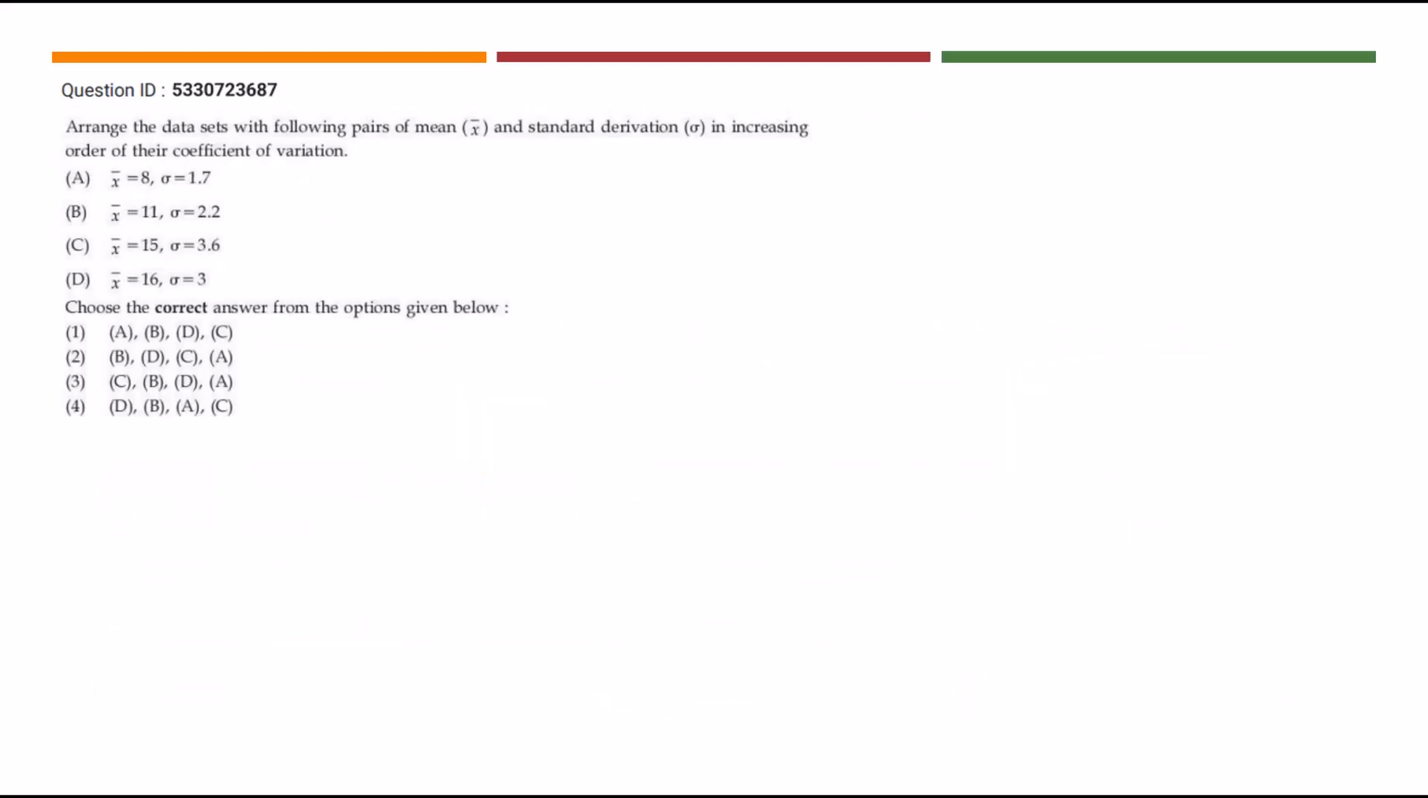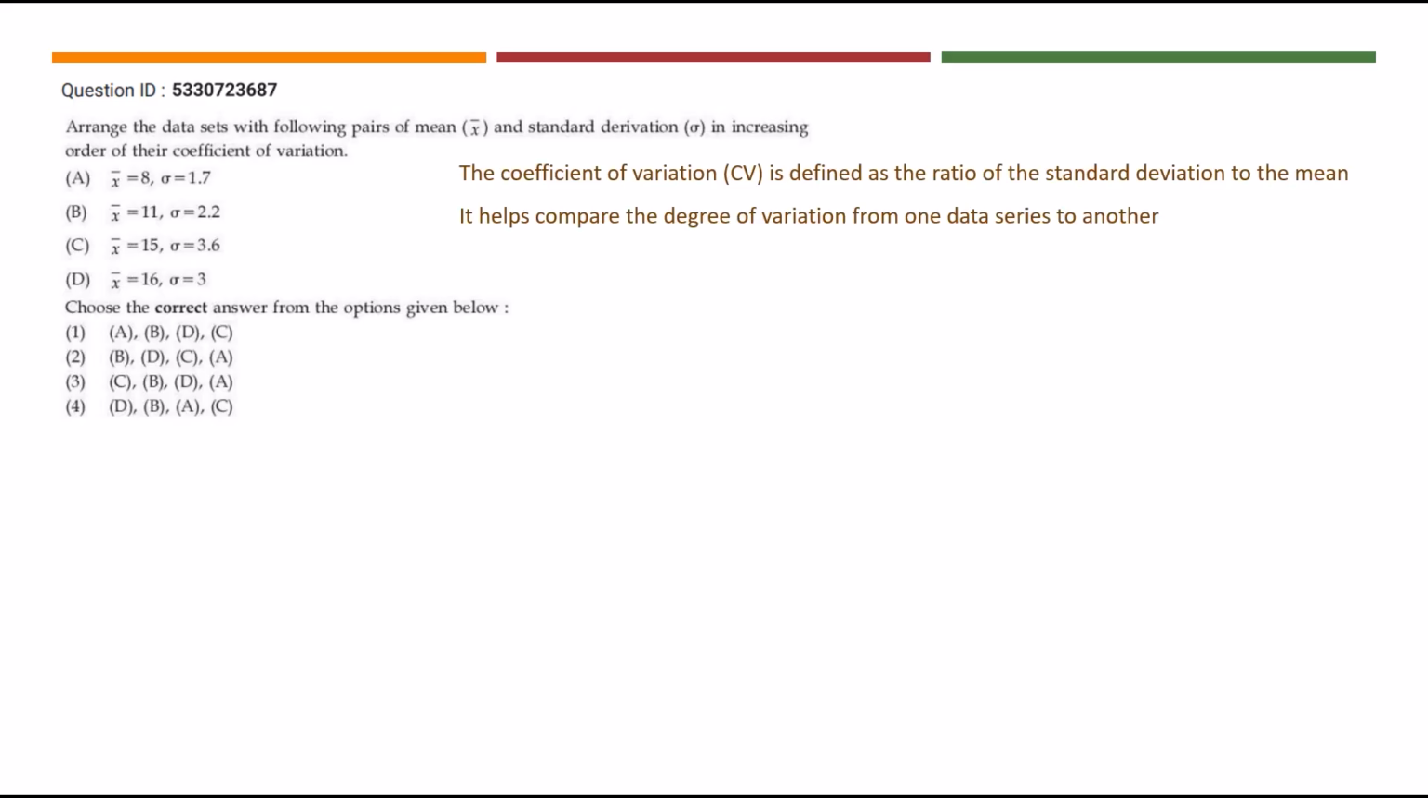Next question. Arrange the data sets with the following pairs of mean and standard deviation in increasing order of their coefficient of variation. Actually, in research aptitude, we will be using lots of calculation from statistics. Now we will see what the coefficient of variation is. It is defined as the ratio of standard deviation to the mean. It helps compare the degree of variation from one data series to another. How can we calculate it? Coefficient of variation is equal to standard deviation divided by the sample mean into 100.